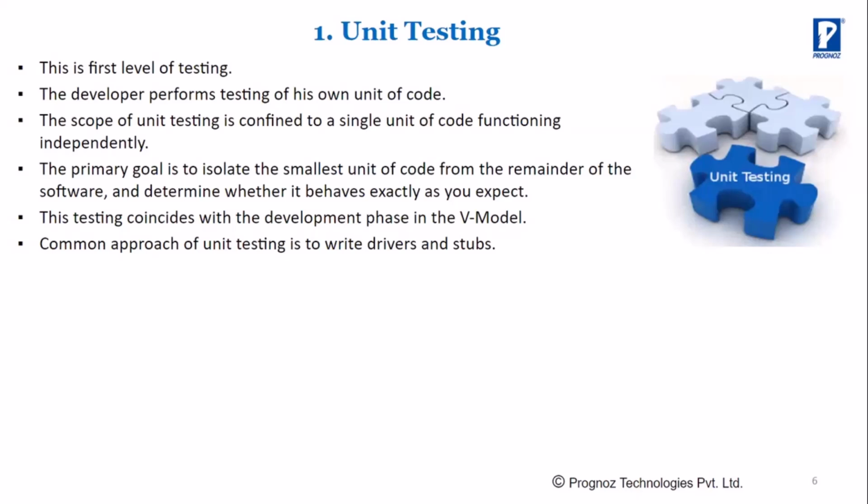So here, unit testing is a single unit of code which runs independently, and you can verify, you can check the functionality of that small unit of code is working as expected. So here, what is the primary goal of unit testing? So primary goal is to isolate the smallest unit of code from the overall system or overall software and determine whether it behaves correctly or not.